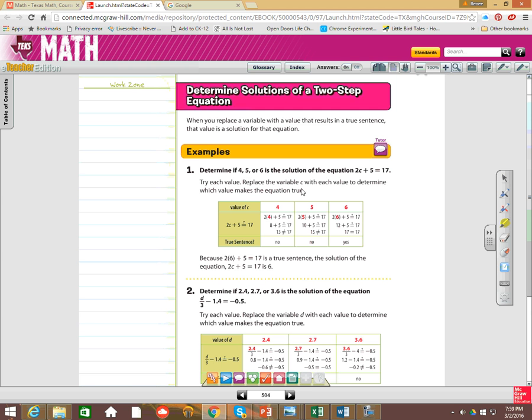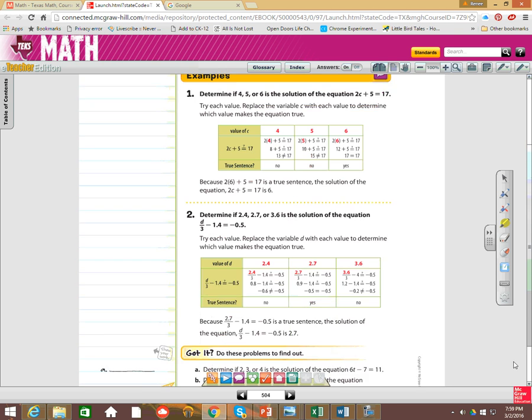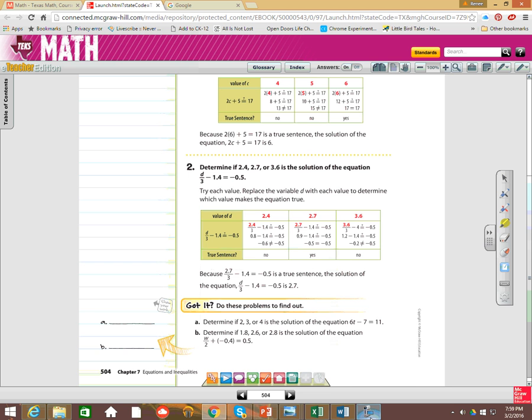Determine if 4, 5, or 6 is the solution to the equation. So what they did was they substituted in 4 and saw if it made the equation true, and it didn't. They substituted in 5 to see if it made the equation true, and it did not. And they substituted 6, and it did, because 2 times 6 is 12 plus 5 is 17. And example 2. These are the examples that we have to go by before we do the problems.